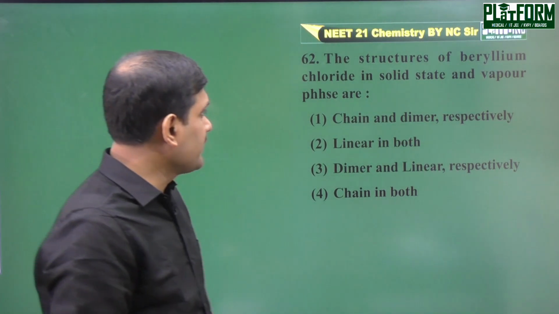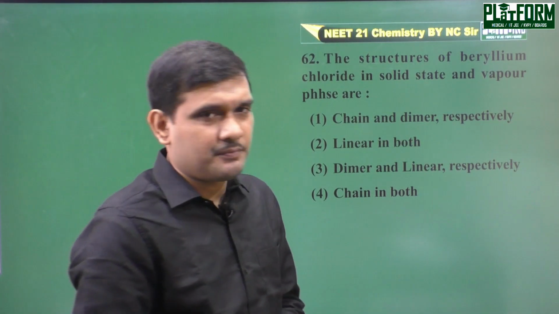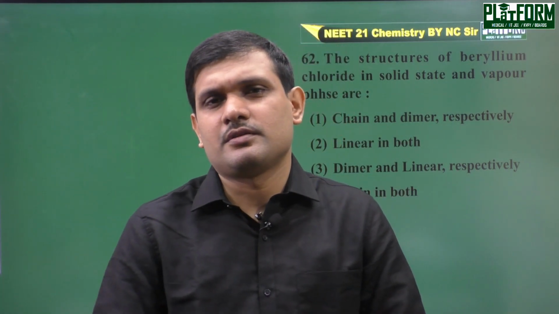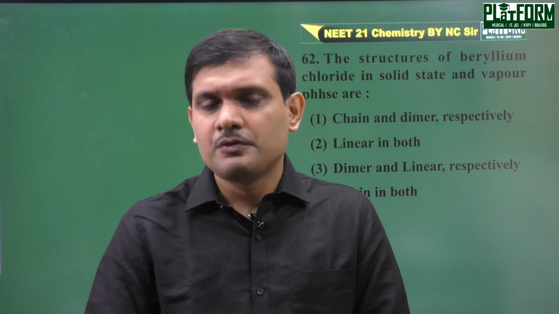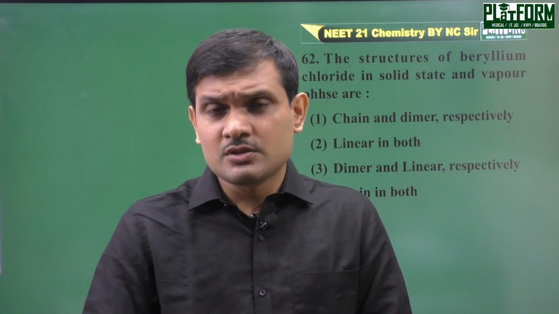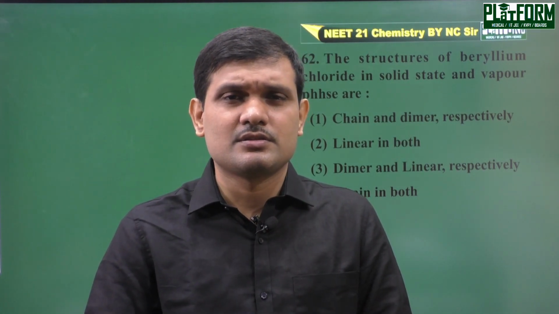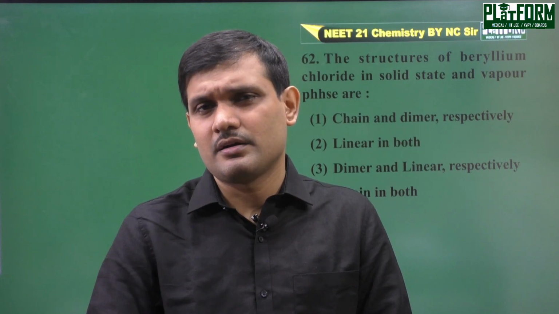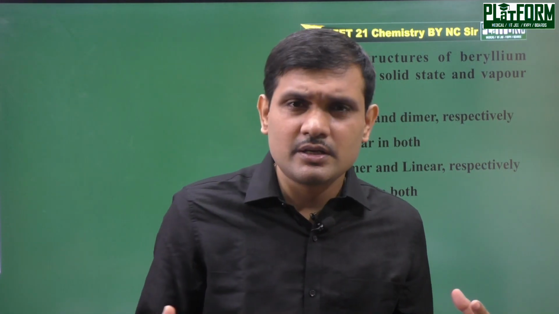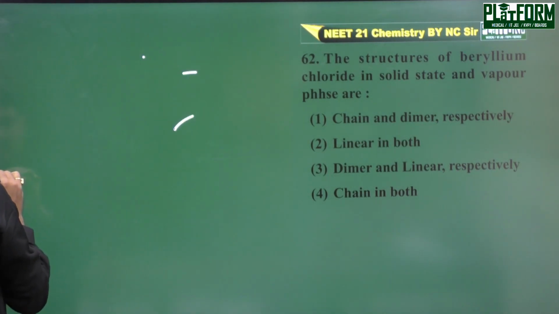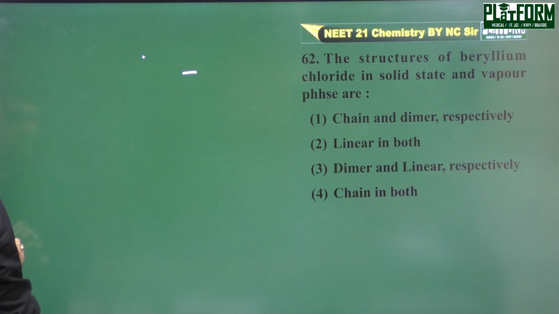Now the structures of beryllium chloride in solid state and vapor phase are. So let's see, it is also a very trademark question from NCERT text. If you go through the s-block of alkaline earth metals properly, definitely in the NCERT text these statements are included. In BeCl2, it is definitely electron deficient. As it is electron deficient, BeCl2 in solid state will go for polymerization.